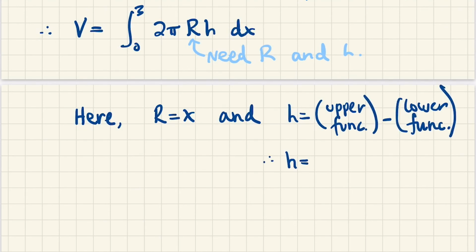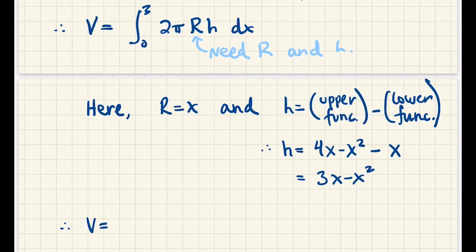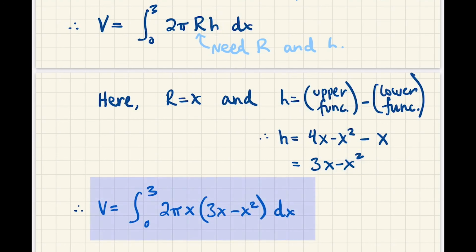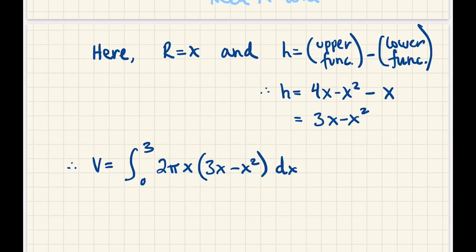Well, the upper function was that parabola, and the lower function was the line y equals x. So our h is in fact 3x minus x squared, which means that our volume integral is from 0 to 3 of 2 pi, r, which is x, times h, the height, 3x minus x squared. And there's our setup. So again, if this were a setup only problem, that would be the best place to stop. But let's finish this integral.